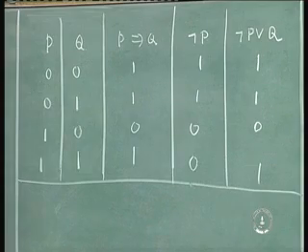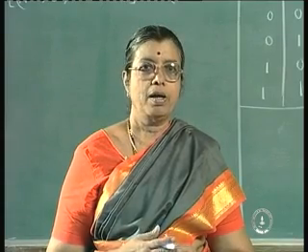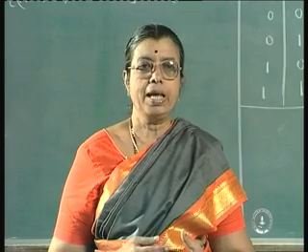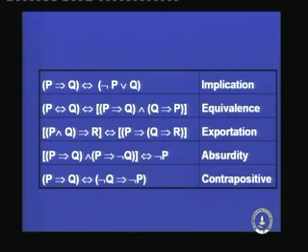So, we can use these equivalences for simplifying propositional forms, or if you look at it as Boolean algebra, Boolean expressions, and replace one expression by an equivalent one. So, if you want to simplify something and if you have P implies Q, you can replace it by not P or Q. And the next one is P is equivalent to Q is equivalent to P implies Q and Q implies P.